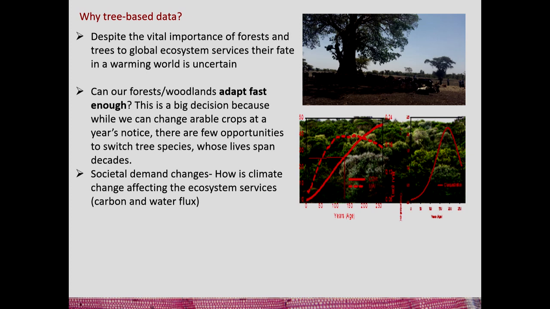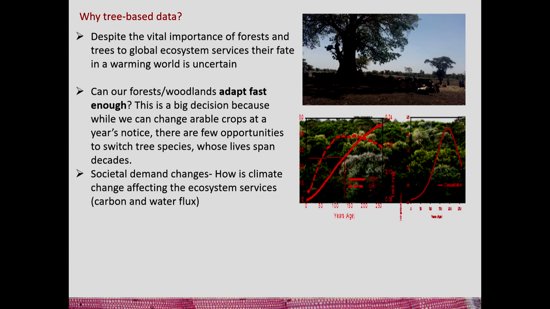You see the cows, they can go under a tree, but the trees are less mobile. Of course, trees also migrate, but we should know their physiology and ecology to help them migrate as well. Societal demand is also changing. It's not only the services and products, but people are also paying for ecosystem services, like carbon, for example. There is carbon payment. So this is really critical. So how do we know?